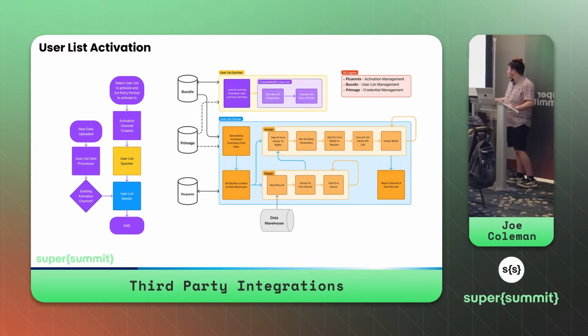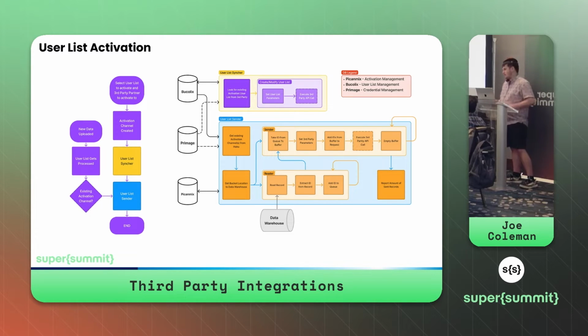Eventually it ends up doing the user list sender, which consists of getting all the existing activation channels for a certain user list for each partner. So we get, for each partner, which one we want to send to. Afterwards, it gets the bucket location, like the S3 bucket, and then in parallel we read the IDs from the bucket, and the reader does a good job of telling you what kind of ID space it is in. And it adds it to a queue.